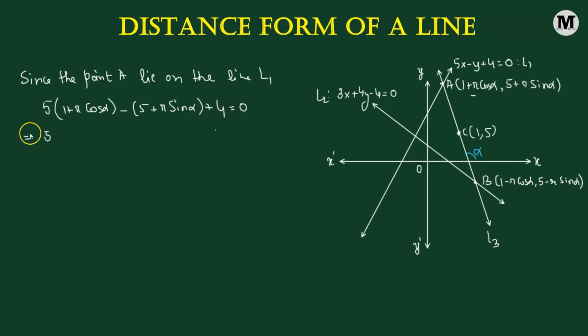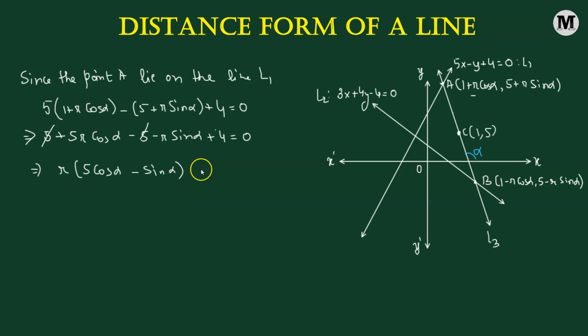So we have 5 plus 5r cosine of angle alpha minus 5 minus r sine of angle alpha plus 4 equals 0. So we can cancel out 5 and 5 from both sides. Now taking r as the common factor, we have r times 5 cosine of angle alpha minus sine of angle alpha, and this is going to be equal to negative 4. Solving for r, we get r equals negative 4 divided by 5 times cosine of angle alpha minus sine of angle alpha. Okay, so let's keep this aside for the time being.